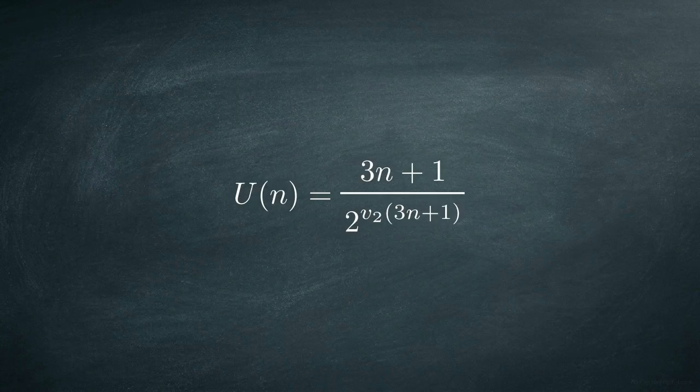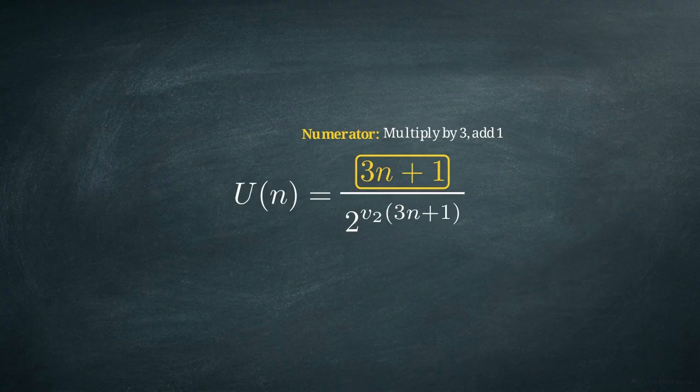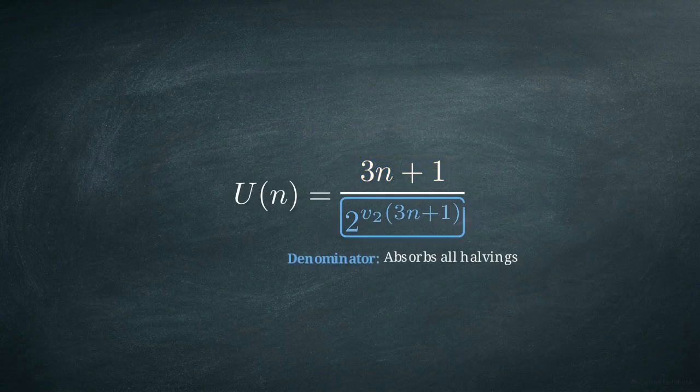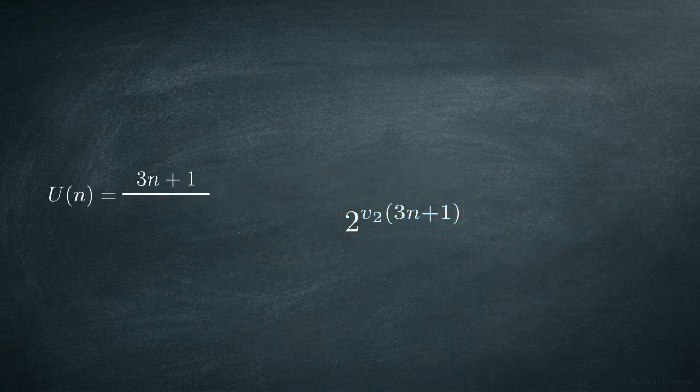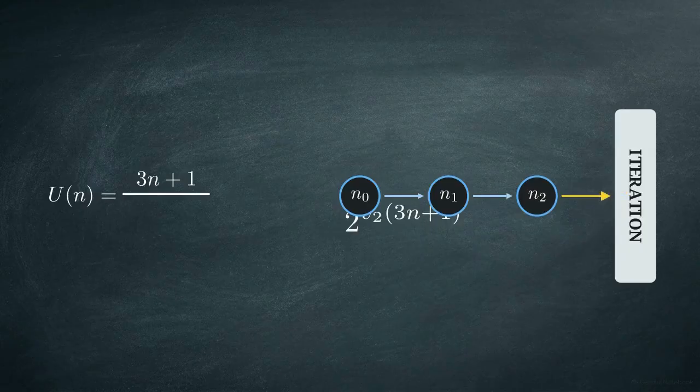This equation is the accelerated odd Syracuse map. It calculates the next odd integer in the sequence by multiplying an odd number n by 3, adding 1, and dividing out all the factors of 2. The denominator dictates how many halvings are absorbed in a single step. Because that number of halvings varies wildly depending on the input, forward iteration creates an algebraic wall. It blocks any clear view of the sequence's long-term properties.